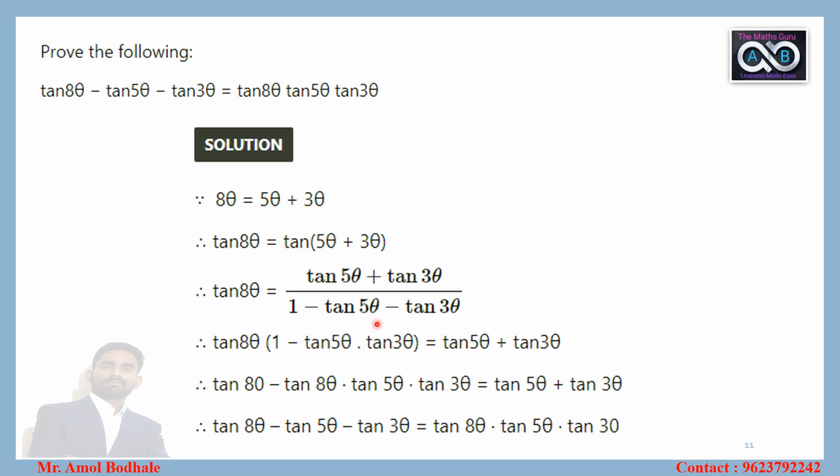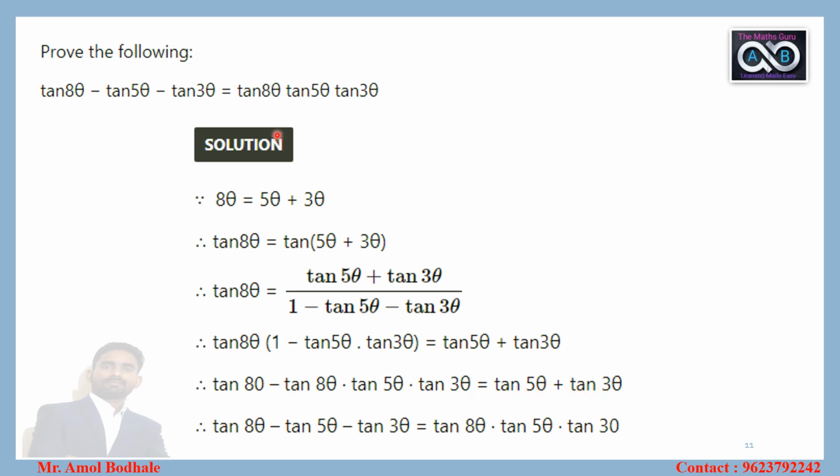See, here it is the correction. Actually here it should be a dot, that is the multiplication, equal to this tan 5 theta plus tan 3 theta as it is. Now we can multiply by tan 8 theta in the bracket. So tan 8 theta into 1 is tan 8 theta, and tan 8 theta into this term. So we get this term, that is equal to tan 5 theta plus tan 3 theta.